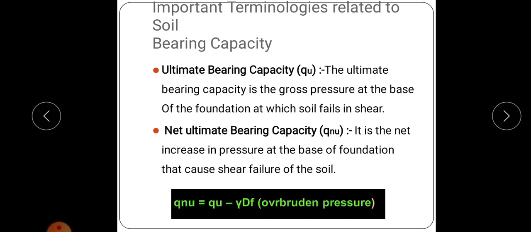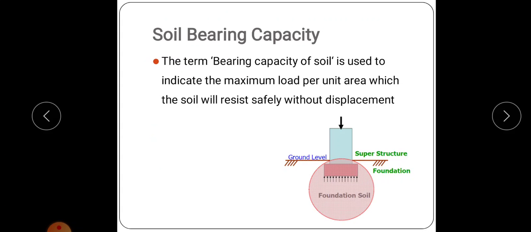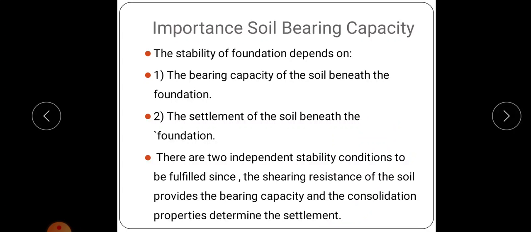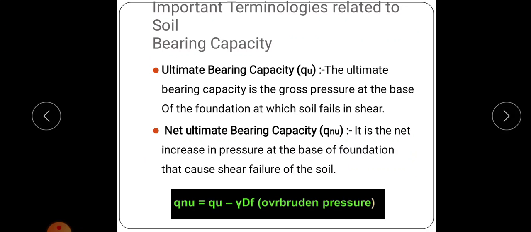The pressure exerted by that backfilled soil is known as overburden pressure. So we have to subtract this overburden pressure from ultimate bearing capacity QU. That is, QU minus gamma dF is the net ultimate bearing capacity. Gamma is the unit weight of the soil. This is nothing but the vertical stress or the overburden pressure, that is, unit weight of the soil into the depth of foundation dF. Depth of foundation means depth from the ground level to the base of the footing. So net ultimate bearing capacity is equal to ultimate bearing capacity minus overburden pressure.